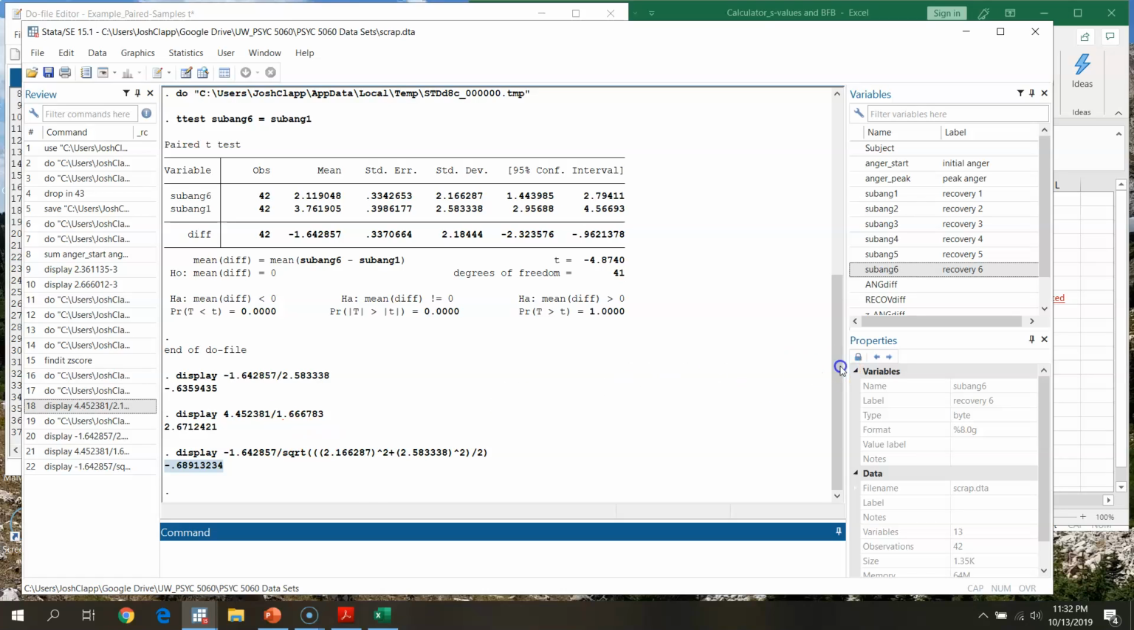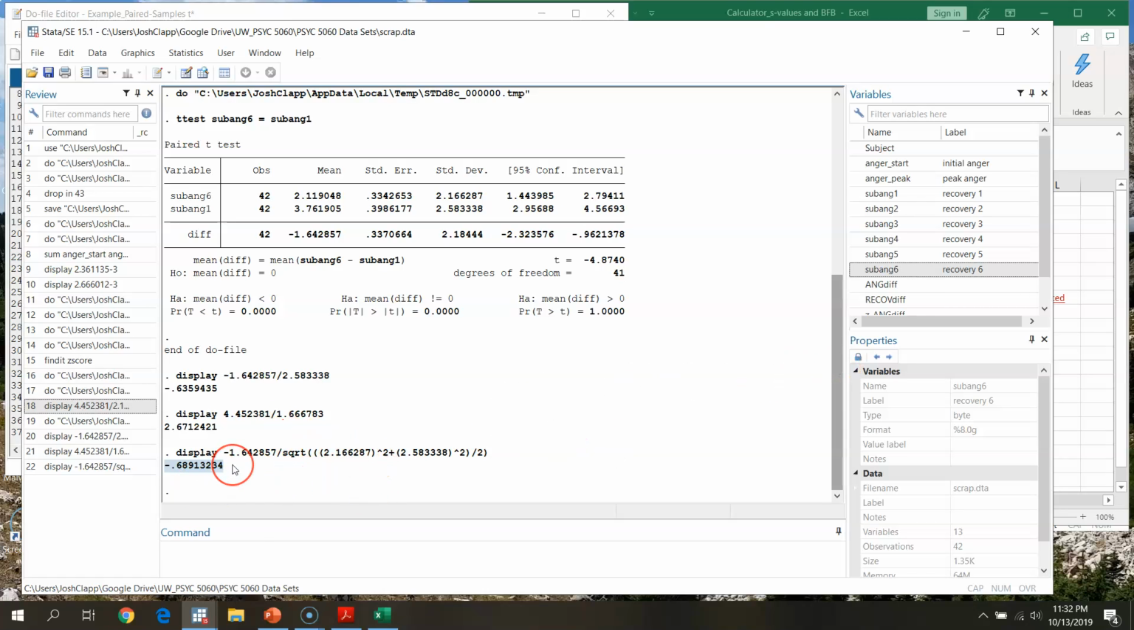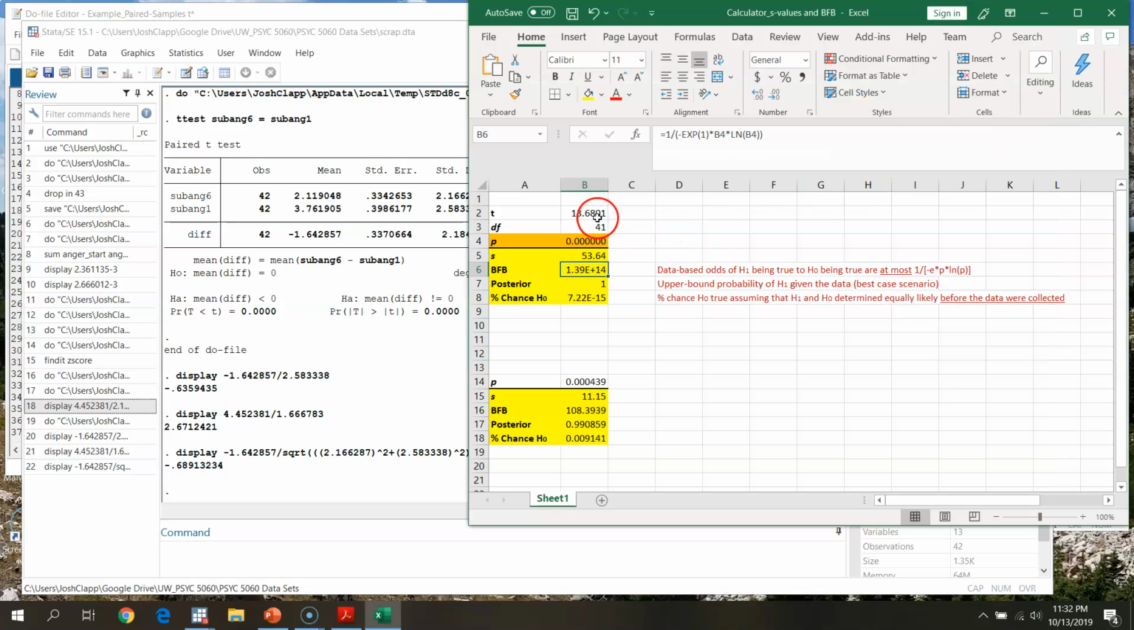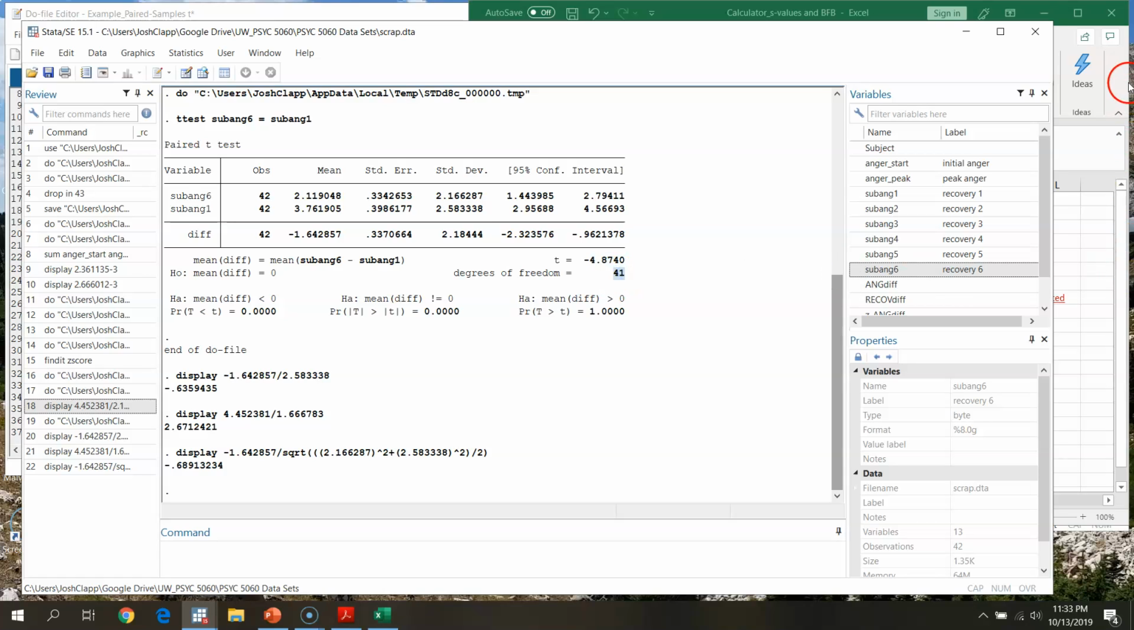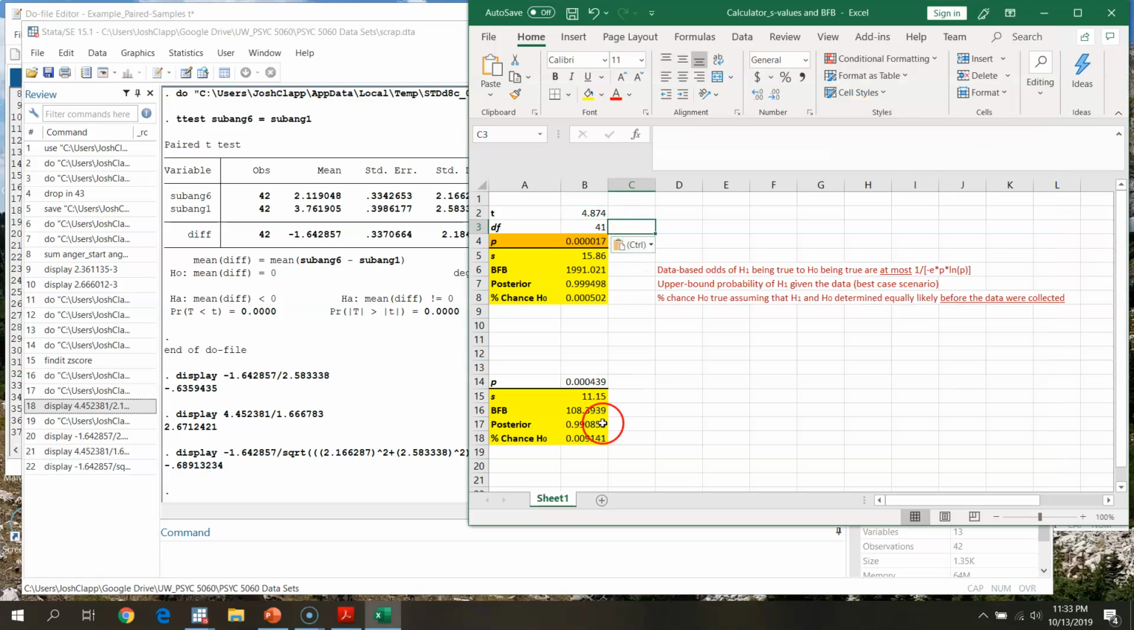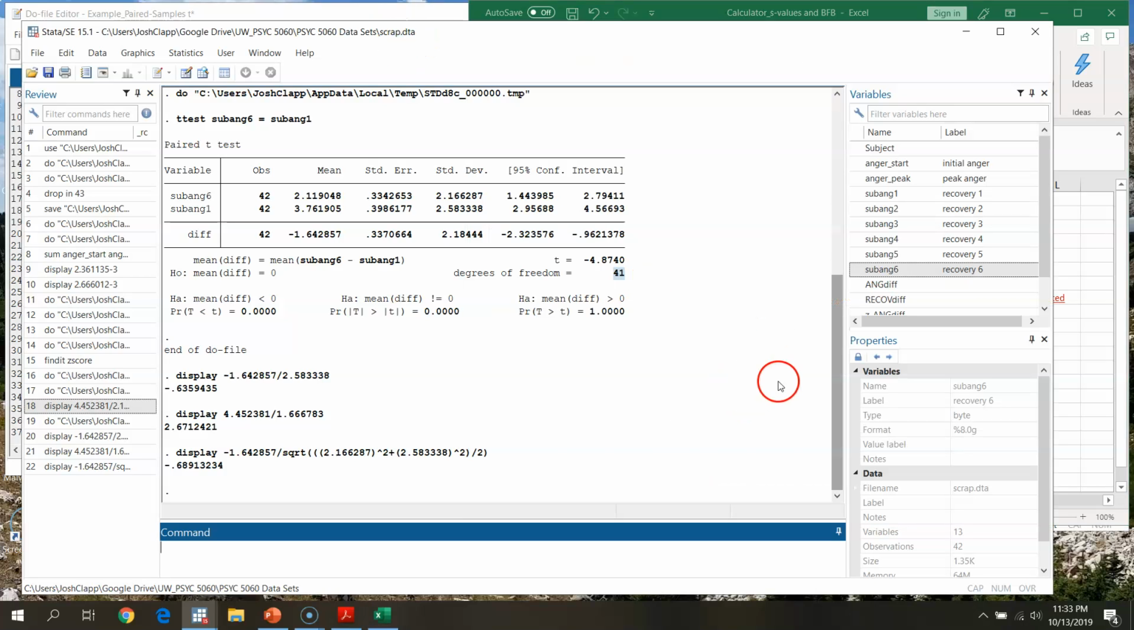So we've got a really nice, solid effect size here. If I wanted to calculate S values and Bayes factor bound, again, I'm grabbing my test statistic here, plugging it in, degrees of freedom, 41. Drop that in there. So my S value for my anger recovery is going to be 16, which is still pretty good. The Bayes factor bound is still really large, right? So we've got clear evidence here against the null hypothesis, which suggests no change in subjective anger.